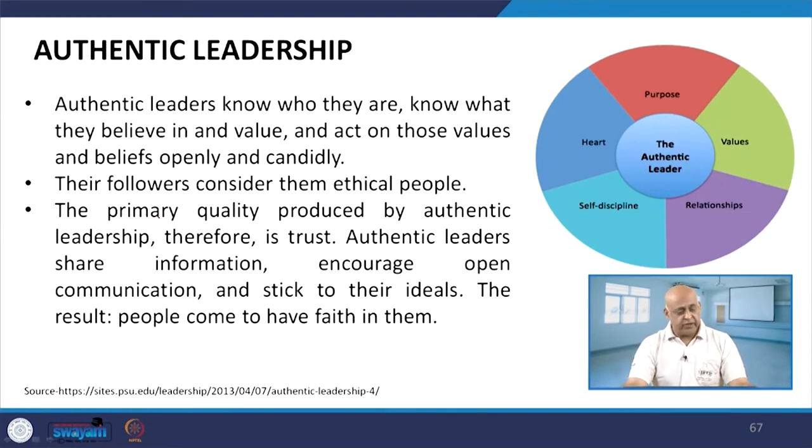When we talk about authentic leadership, these leaders know who they are, know what they believe in and value, and act on those values and beliefs openly and candidly. Followers consider authentic leaders ethical people, and the primary quality produced by authentic leadership is therefore trust. Because they are morally right in their approach, they have trust in themselves, and people also have trust in them.